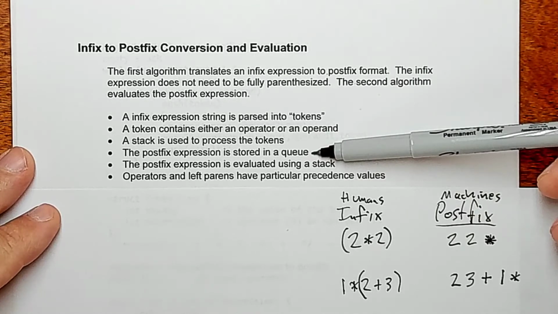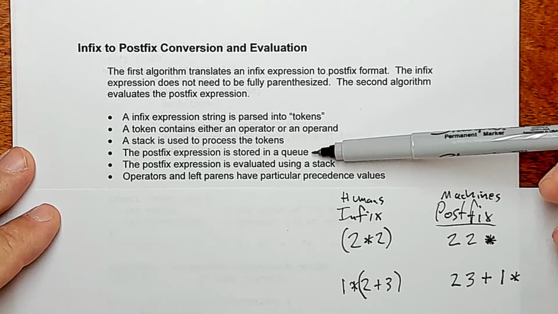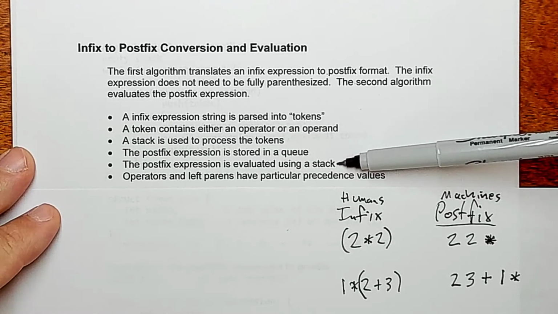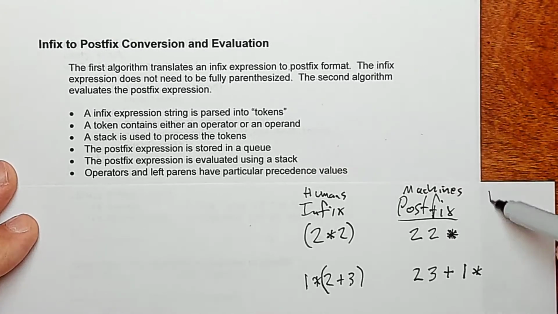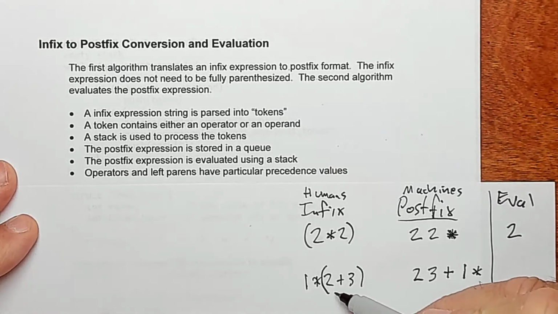As we build the postfix expression, we'll stick it into a queue. And then when we're all done, we'll take the expression out of the queue and evaluate it using a stack. Evaluate it to get the answer, which is, well, it's 2 for this guy. And then this one here was what? 2 plus 3 is 5 times 1 is 5.